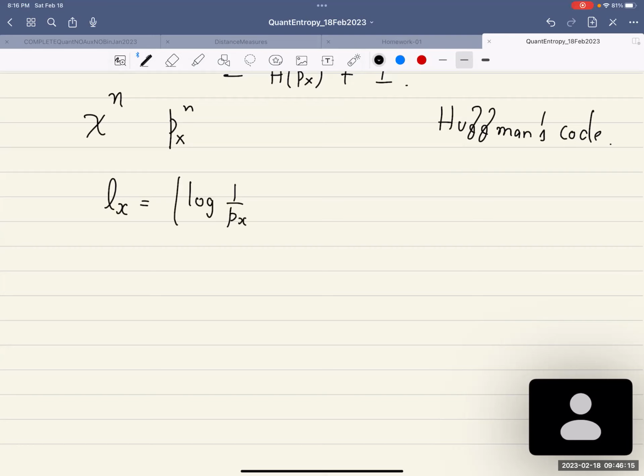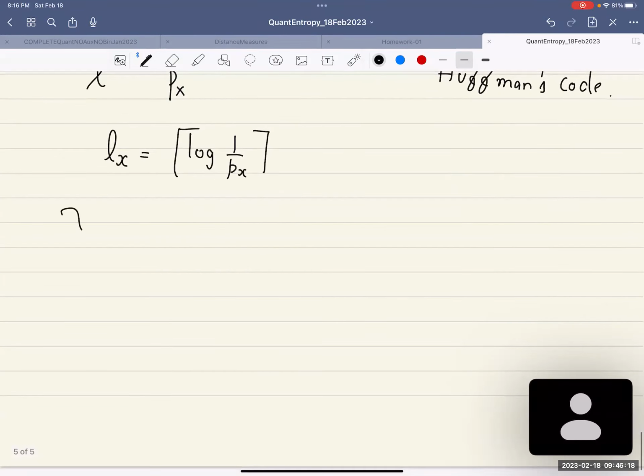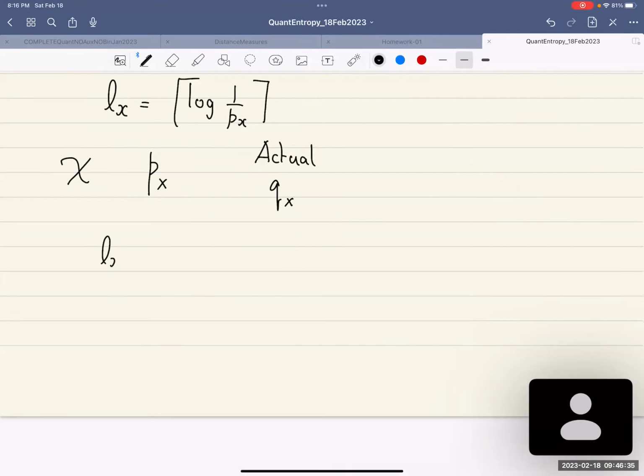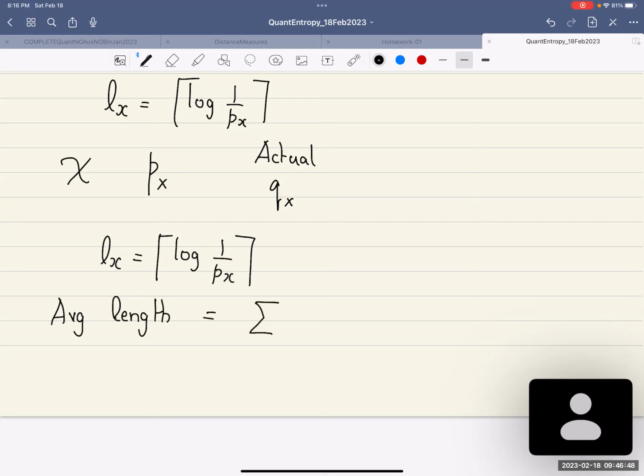Now suppose you are seeing a source, you think its distribution is px, but the actual distribution is qx. What will you do? You will assign lx equal to log 1 by px, right? What is your average length? It's actually coming with distribution qx, so it's going to be qx log 1 by px.